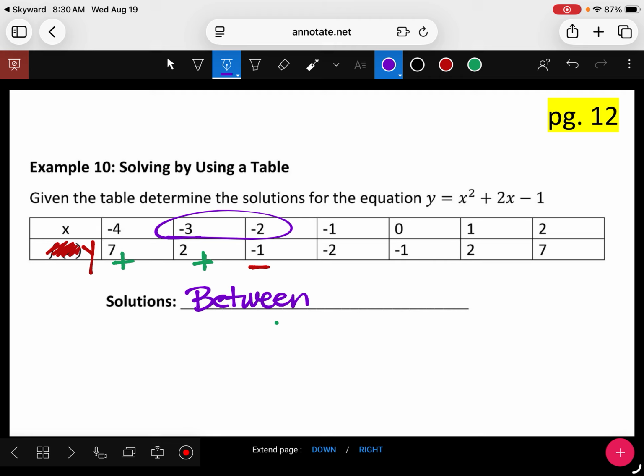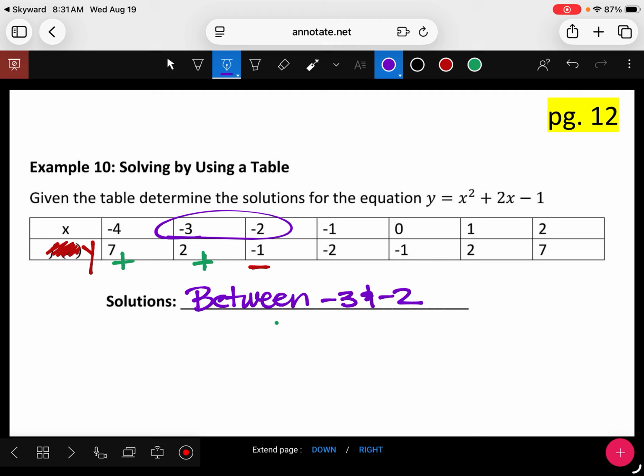So starting on Friday, we're going to move on to factoring. So we started with graphing, and now next is factoring, and the last is the quadratic formula. So when you're looking at a table, though, we can't find it, but we know it's somewhere between -3 and -2. Now I need somebody else to tell me where is my second solution.